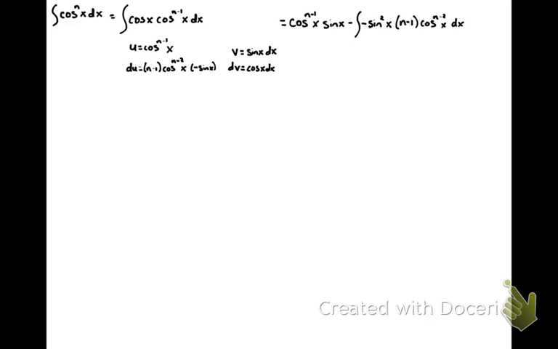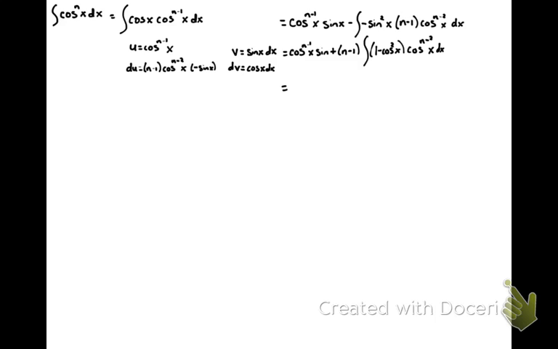And I'm going to clean this up a little bit. So we've got the cosine of n minus 1 to the x times the sine of x plus n minus 1 times the integral of, recall that sine squared x is equivalent to 1 minus cosine squared x. That's times cosine of n minus 2 to the x dx.